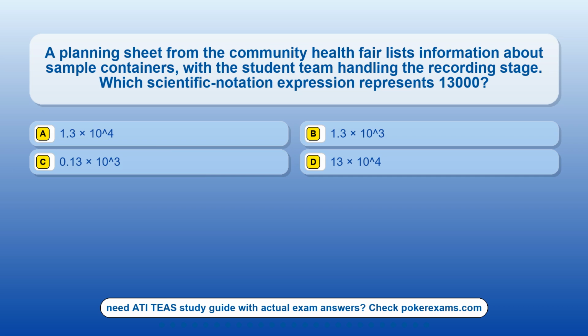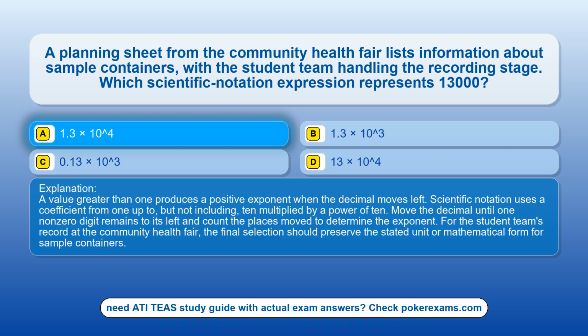Question 3. A planning sheet from the community health fair lists information about sample containers, with the student team handling the recording stage. Which scientific notation expression represents 13,000? Option A, 1.3 times 10 to the power of 4. Option B, 1.3 times 10 cubed. Option C, 0.13 times 10 cubed. Option D, 13 times 10 to the power of 4. The correct answer is option A, 1.3 times 10 to the power of 4.